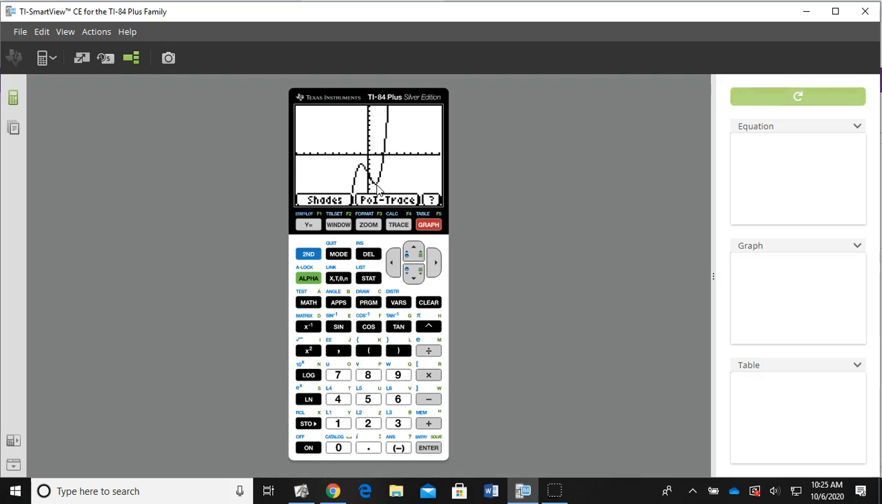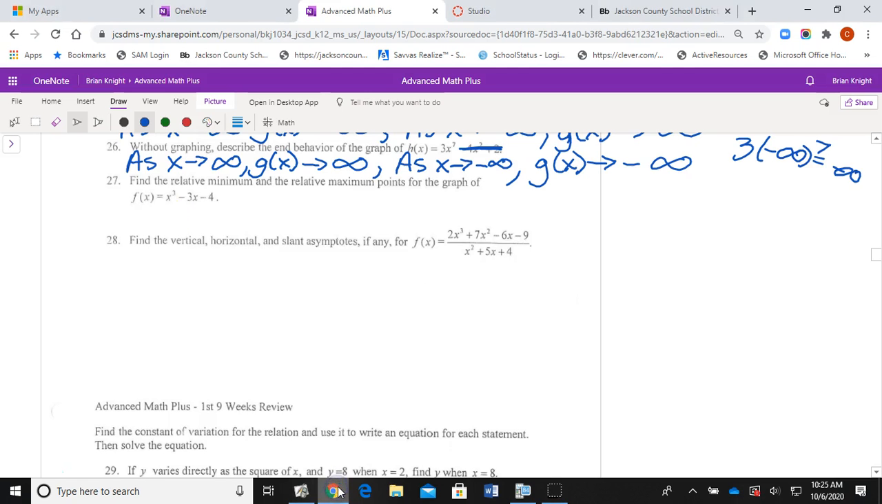So hit second trace. I'm going to do the maximum one first because it was the first one I come to. So I move my cursor to the left of it, hit enter, ask for the right bound, move it to the right of it, hit enter, hit enter. My maximum is, don't put negative 0.99999. That's -1, and then my y is -2. So maximum is -1, -2.